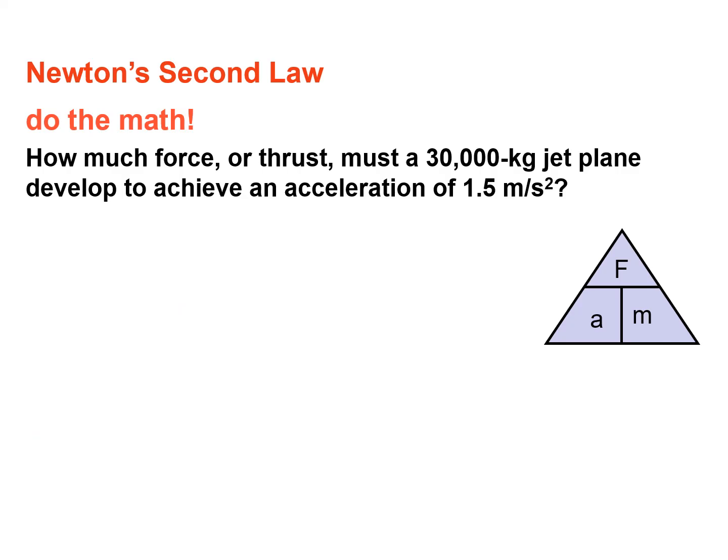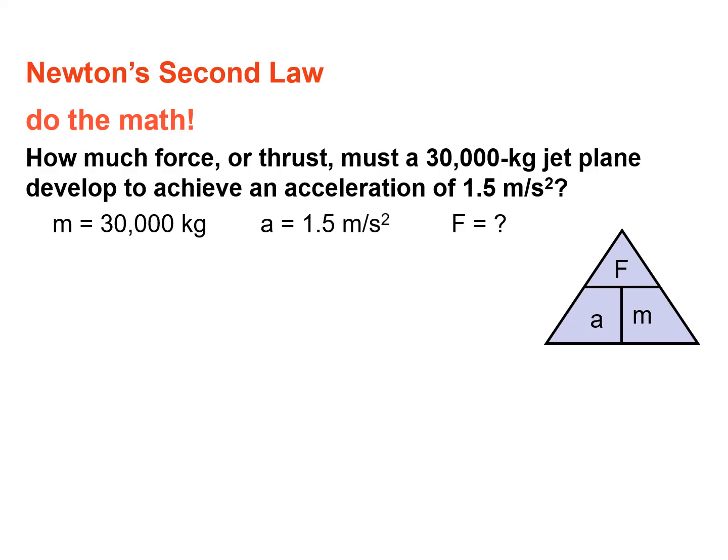Let's do one last problem. How much force, or thrust to use a better term since we're talking about an airplane here, must a 30,000 kilogram jet plane use to achieve an acceleration of 1.5 meters per second squared? Let's write down what we know. The 30,000 kilograms is actually a mass, so we put m equals 30,000 kilograms, and the 1.5 meters per second squared is an acceleration. So what we're trying to find this time is the force.